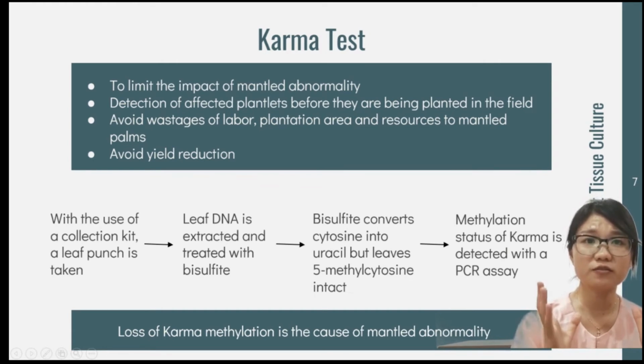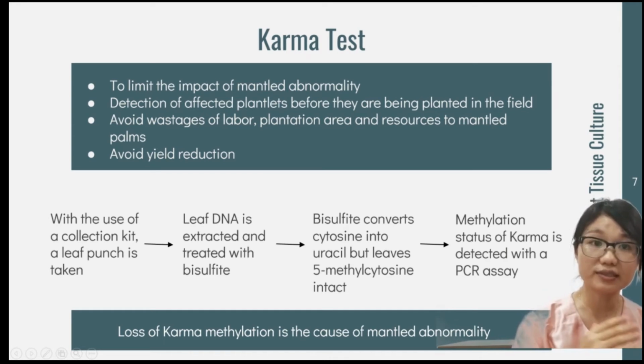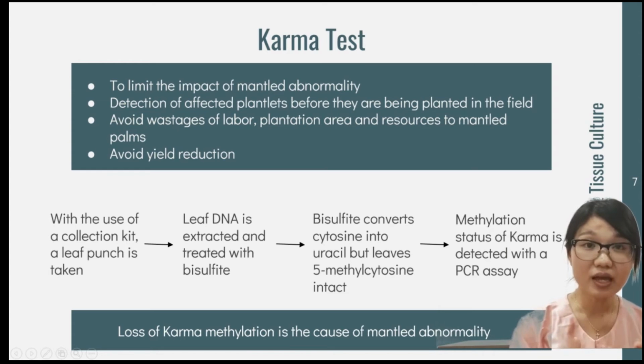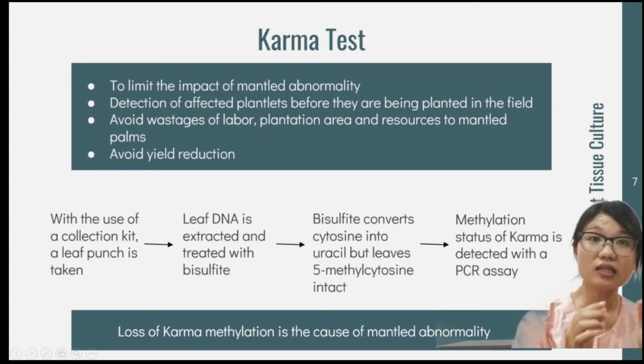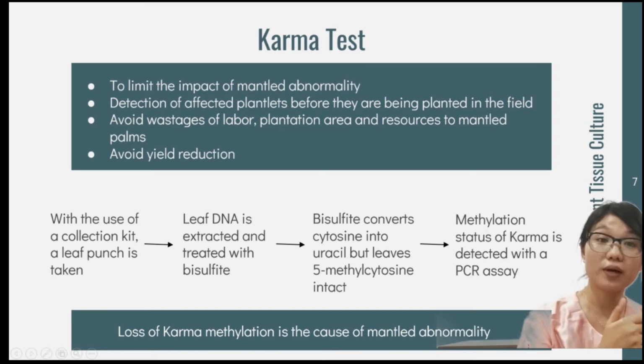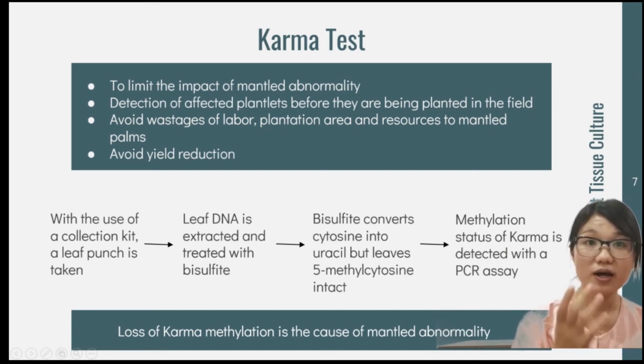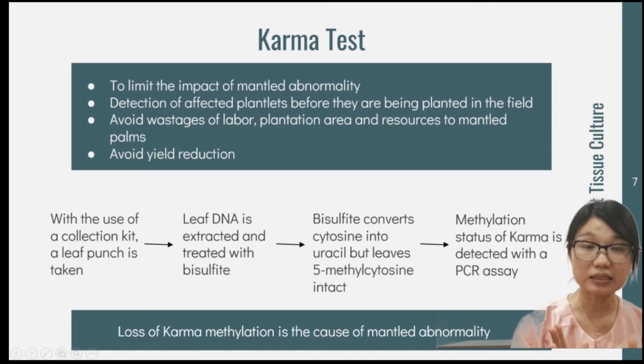There are a few steps involved in Karma test. First, with the use of a collection kit, a leaf of the plant is taken, and next, the leaf DNA is extracted and treated with bisulfite. After that, the bisulfite will convert the cytosine into uracil but leave 5-methyl cytosine intact. Lastly, methylation status of Karma is detected with PCR assay. Methylation status is very important because loss of Karma methylation will cause mantled abnormality.